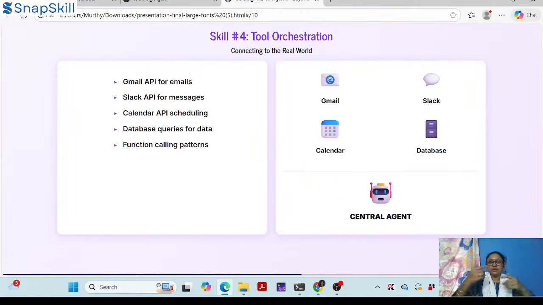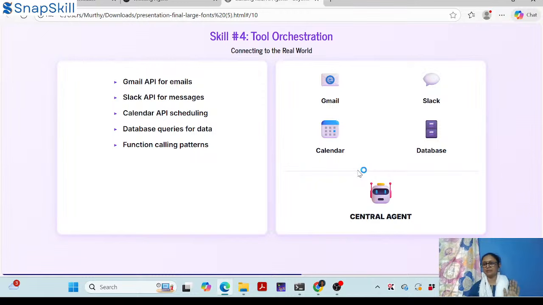In an agent also, it has to coordinate different tools. Tool coordination is very, very important. That is called tool orchestration. So this tool orchestration also we are going to teach you in our classes. Gmail APIs for emails, Slack APIs for messages, calendar APIs for scheduling, database queries for data, and function calling for patterns. So here this agent is going to coordinate with all the APIs.